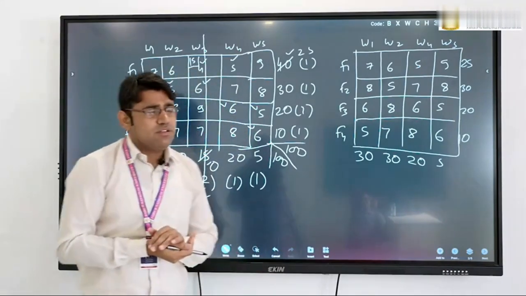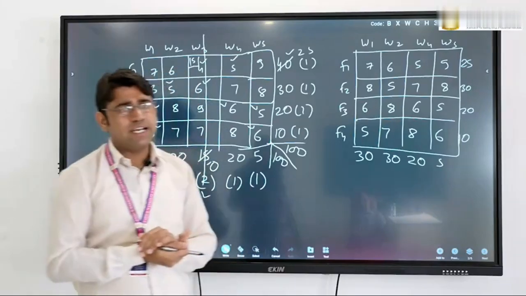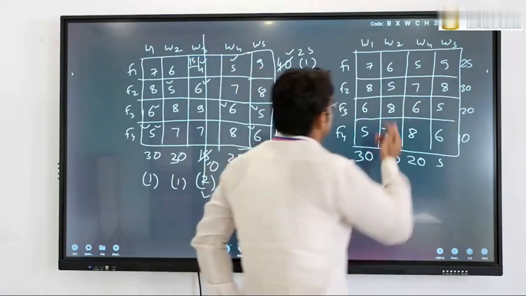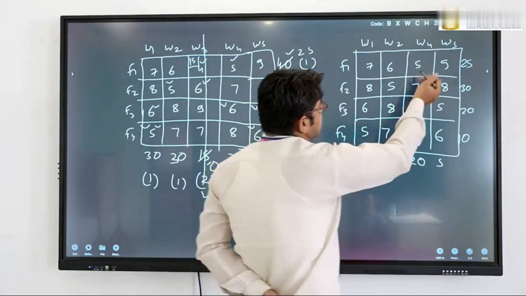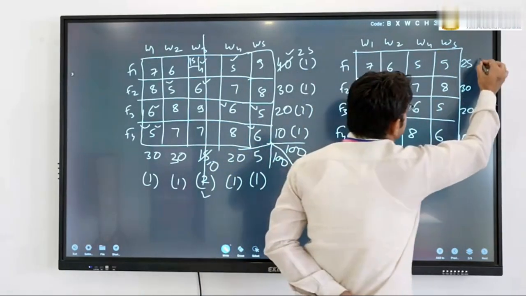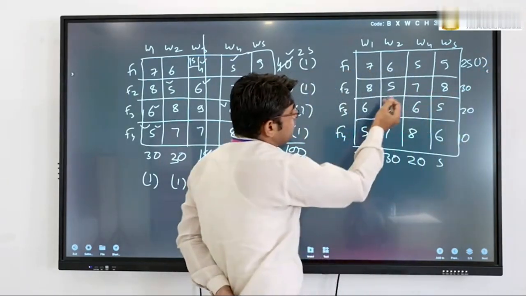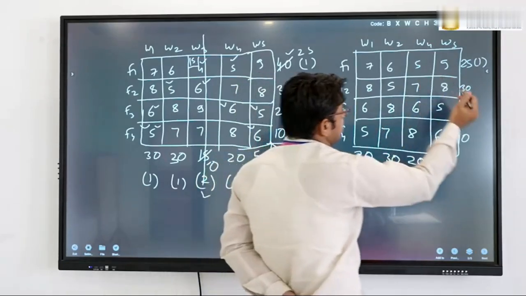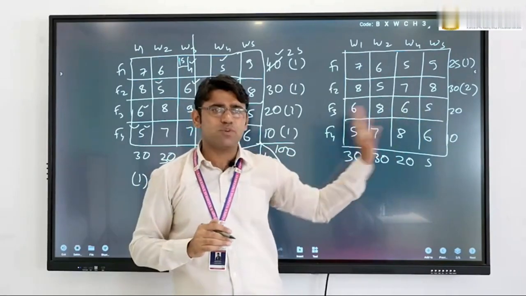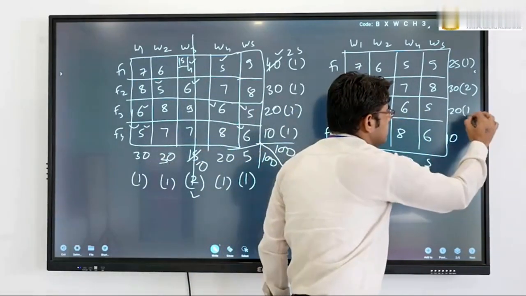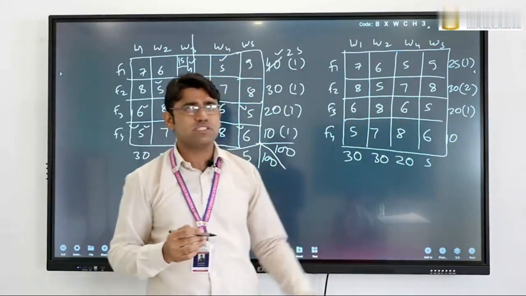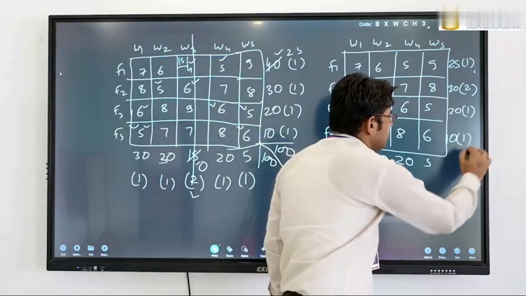Now again find the penalties of each row and each column. Same process we discussed in the previous table. So here in first row, smallest cost cell is 5 and second smallest 6, so difference is 1. And second row smallest is 5 and second smallest 7, difference is 2. And third row smallest is 5 and second smallest is 6, so the difference is 1. And fourth row smallest is 5 and second smallest is 6, so the difference is 1.